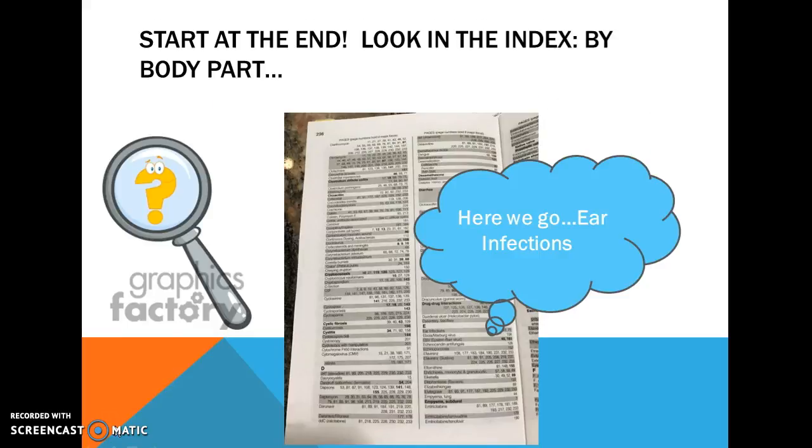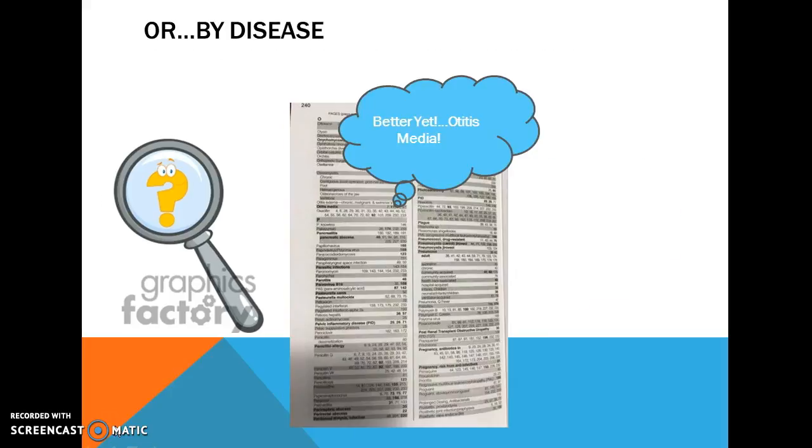I always start at the very end. Of course, look in the index, and it can be done either by body part, like this example which I'm using, which corresponds with our lesson today. Here we go. We can find ear infections under E. Or we can go by disease. We have otitis media also in the index, and we can find out that on page 10 and 11 are going to be our primary areas of interest.